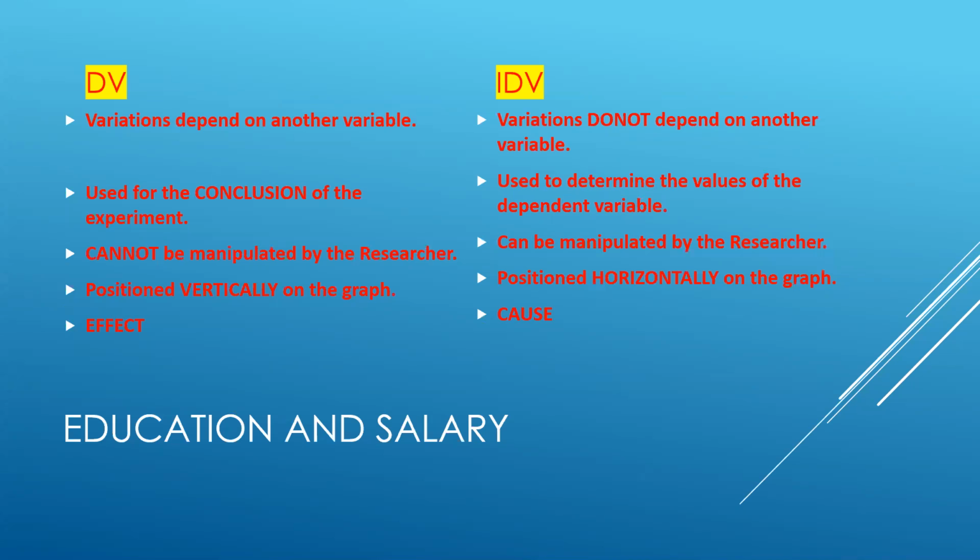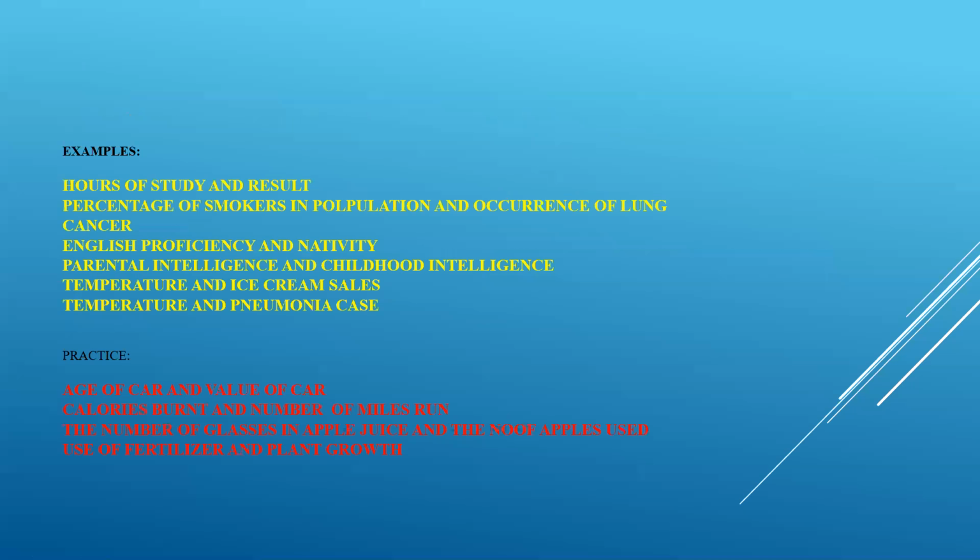Let us take this example, education and salary. Since salary is the dependent variable, it is always plotted vertically, which means it is on the y-axis, and education can be plotted on the x-axis. Now let us discuss a few more examples. The first case we have already covered.